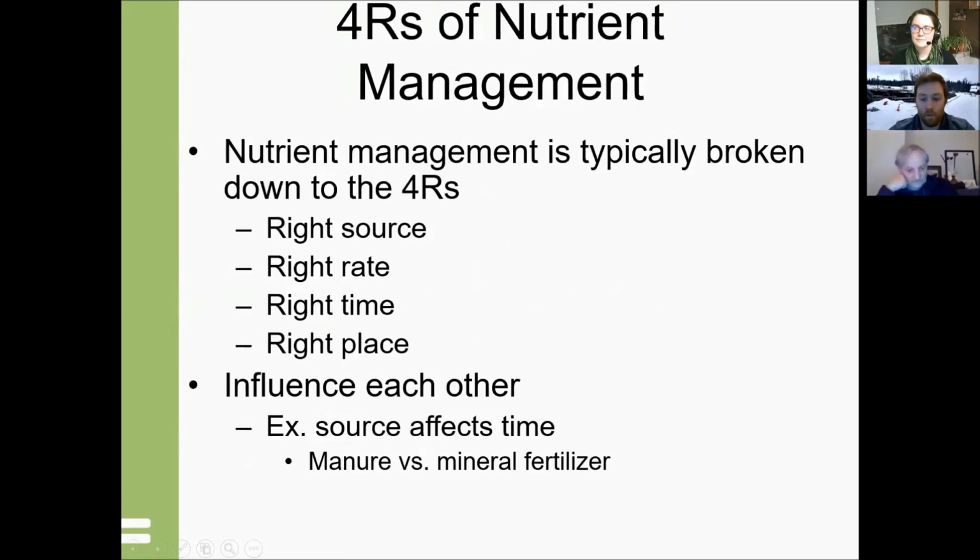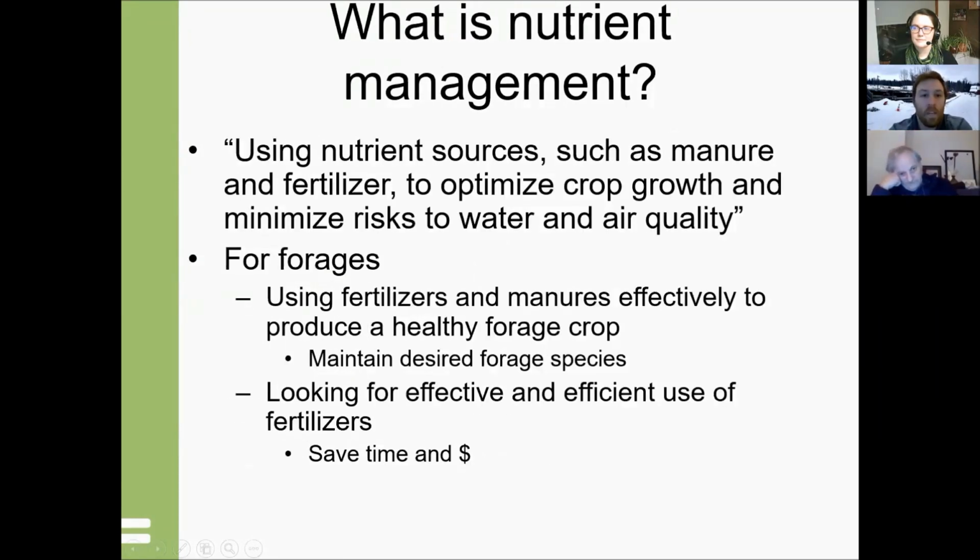So starting off, what is nutrient management? If you look at our website, you'll see this helpful definition that says nutrient management is using our nutrient sources such as manure and fertilizer to optimize crop growth and minimize risk to water and air quality. But of course, for some of you, that probably doesn't mean a ton. So in the context of forages, what it really means is using our fertilizers and using our manures effectively to make sure we're producing a healthy forage crop.